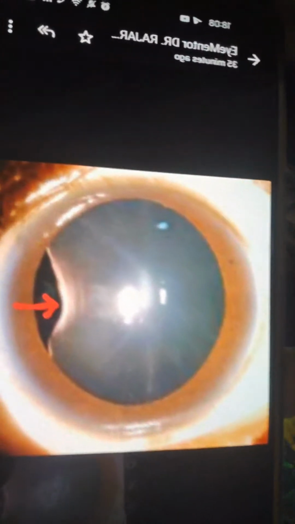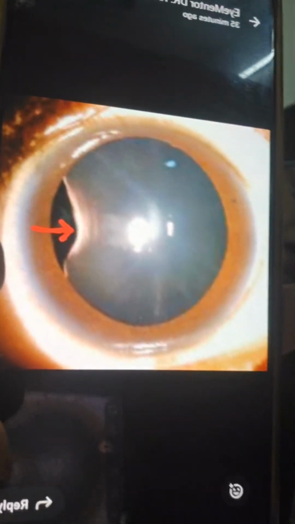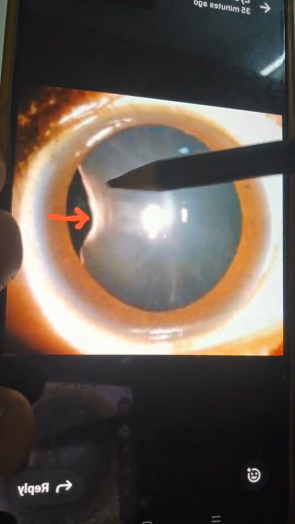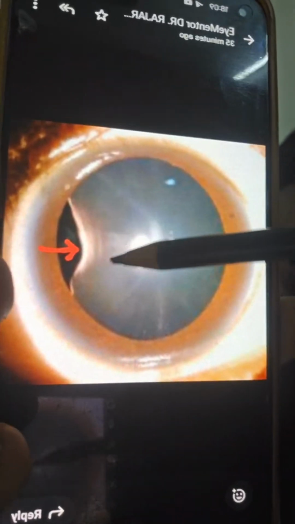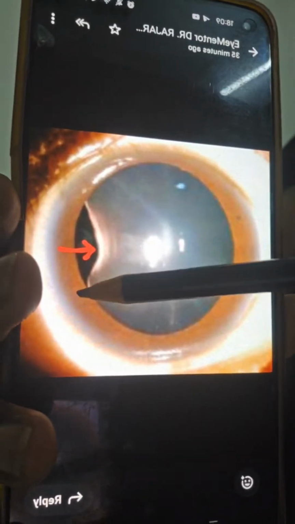And this one, what is the diagnosis? What is the finding? Here it's a dilated pupillary margin. Can you see the dilated pupil? And in the lens, there is a defect. So this is a lens coloboma. Congenitally, a little bit of the lens is missing.